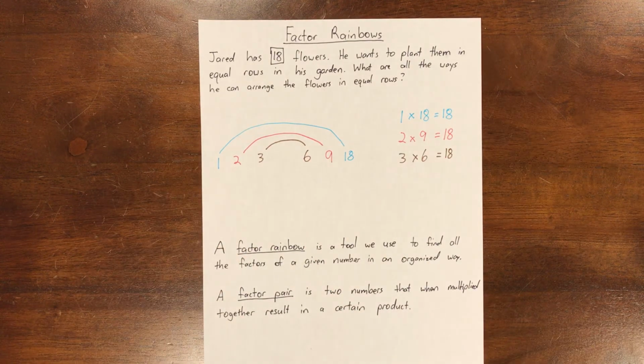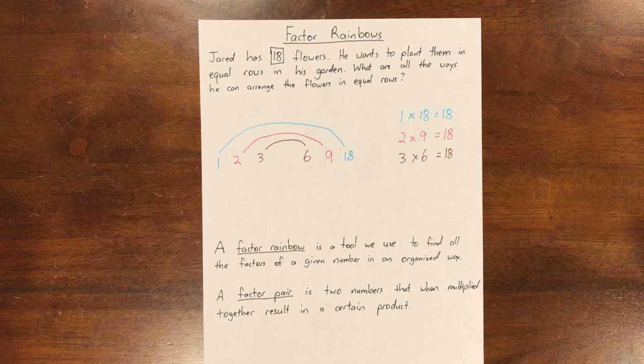Okay, what number should we try next? Say it out loud. Right, 4. Is 4 a factor of 18? How do you know? Say it out loud. Right. 4 is not a factor of 18. There is no whole number you can multiply by 4 to get 18. Okay, don't add that to the rainbow.